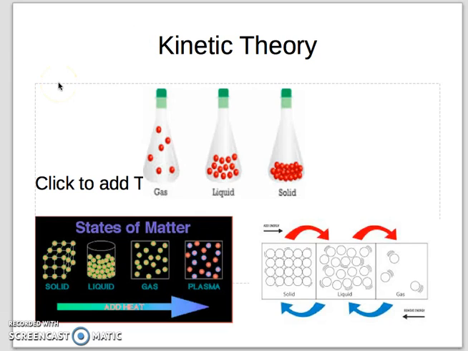We actually saw these slides before, right? We're looking at a gas, a liquid, and a solid. Now, if we take a solid and we add heat, we can go from a solid to liquid to a gas and even to plasma. If we remove the heat, take energy out, we can go from a gas to a liquid to a solid. Okay?